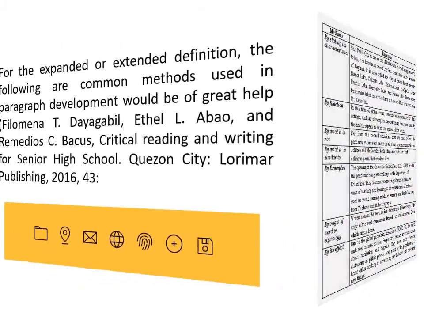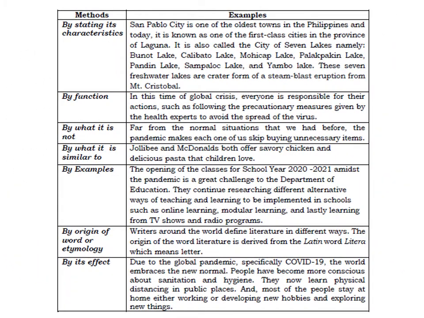Here are some examples or ways to do expanded definition. We have by stating characteristics, by function, by what it is not, by what it is similar to, by examples, by origin of word or etymology, by its effect.